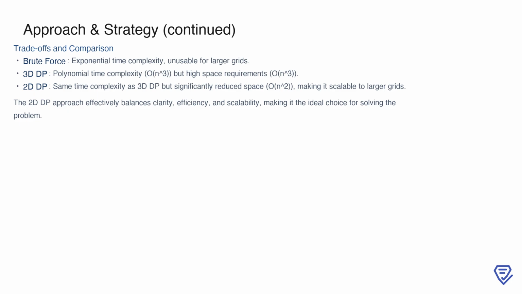The 2D DP approach retains the same time complexity as the 3D DP method but optimizes space usage, reducing it to O(n squared). This makes it far more scalable and efficient for larger grids. Overall, the 2D DP approach offers the best balance of clarity, efficiency, and scalability, making it the ideal strategy for solving the cherry pickup problem effectively.